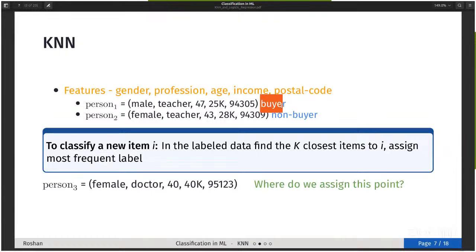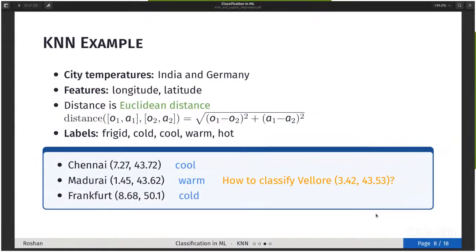Another thing, same case, you have two persons. One is a buyer, one is a non-buyer. This is how your data set will look like. So to classify a newer item, you find the k closest items to the new item and assign the most frequent label. Okay, let's say I have another new item to classify. Where do we assign this? We have to check whether it's closer to the non-buyer or whether it's close to the buyer. Based on that, you predict the label for this person.